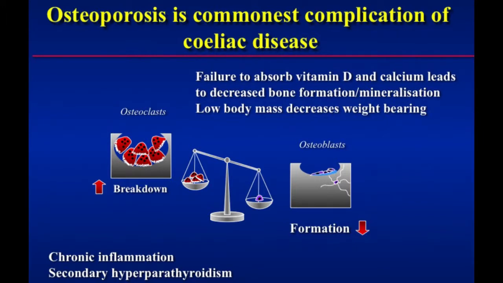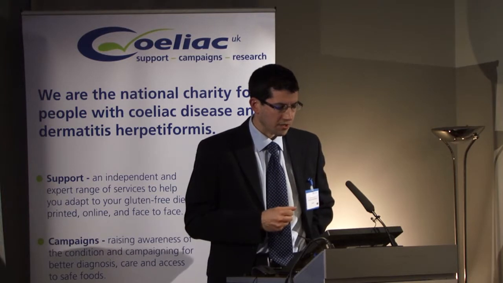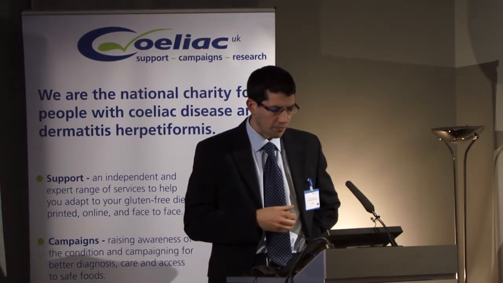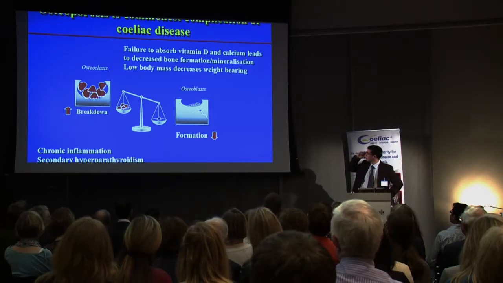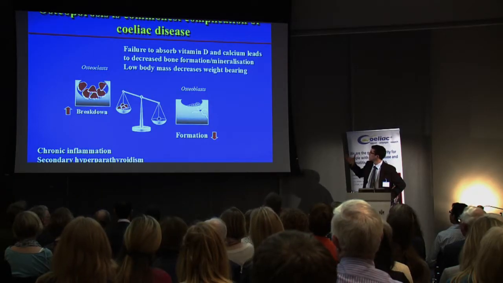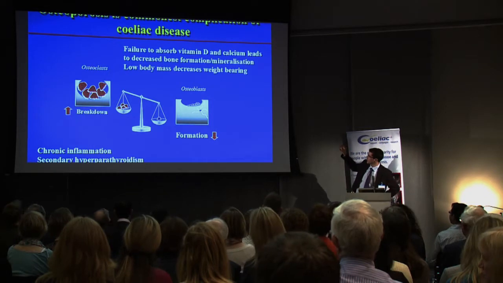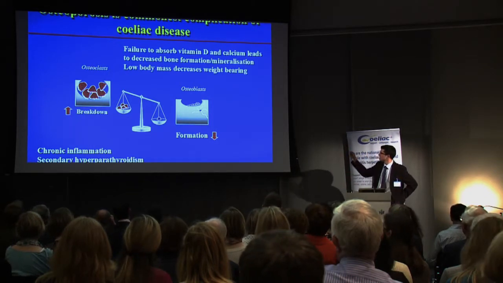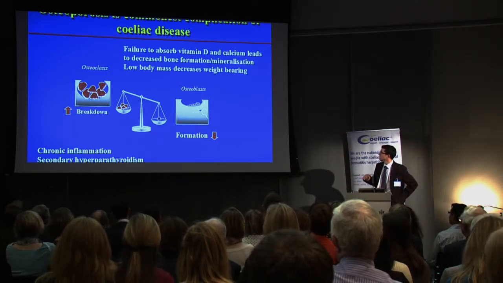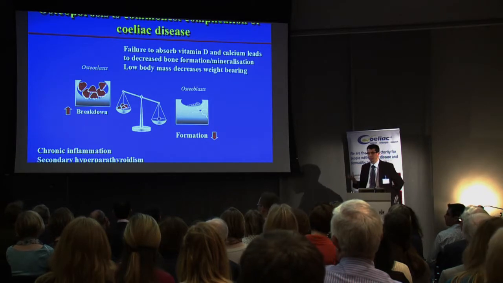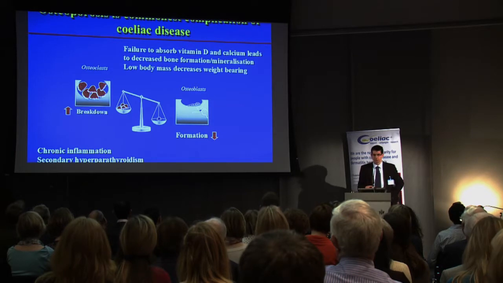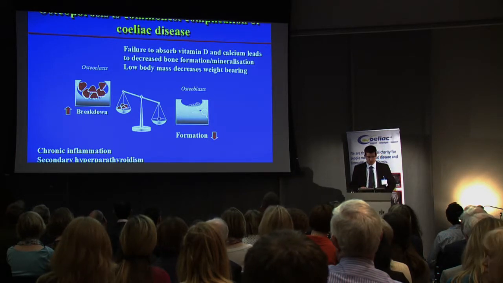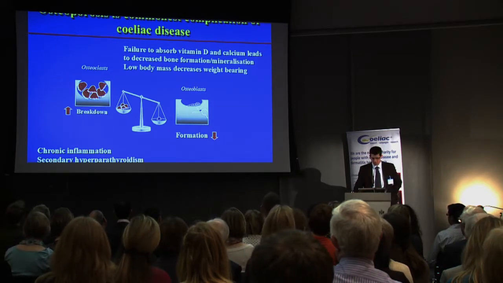So you renew your skeleton many times over your lifetime, and osteoporosis is contributed to by celiac disease in a whole host of different ways. The key points are there in the middle. A failure to absorb vitamin D and calcium will lead to a failure to mineralize your osteoid, which is the light blue stuff on the right. A low body mass decreases the amount of weight bearing your bones do, which stimulates bone formation. Chronic inflammation is a stimulus to bone resorption, and of course secondary hyperparathyroidism.